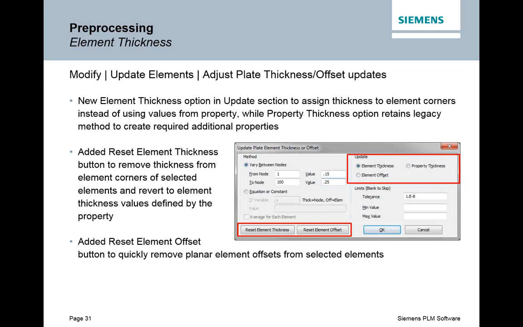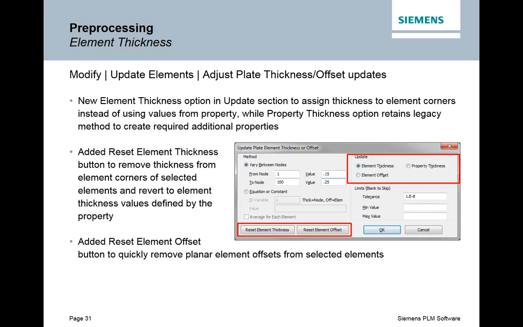And there are a couple of additions to the update plate element thickness. There's a new element thickness option to assign thickness to corners, and then you can reset element thicknesses and reset element offset. Previously you had to just set that to 0, but now you can go ahead and just click the button to eliminate any offsets that you may wish to remove from your plate elements or shell elements.